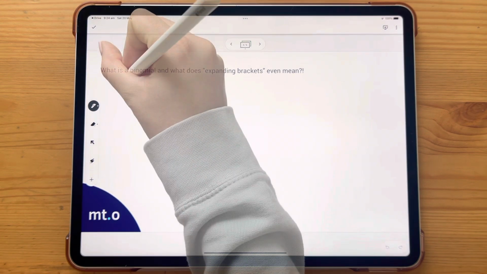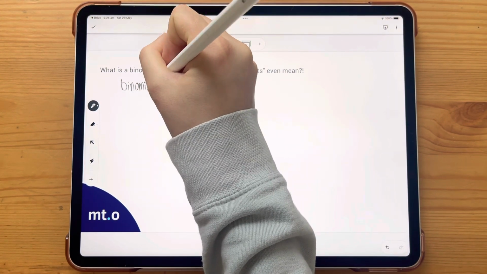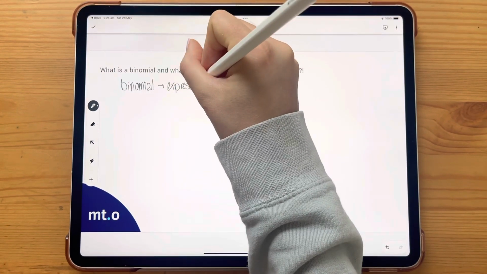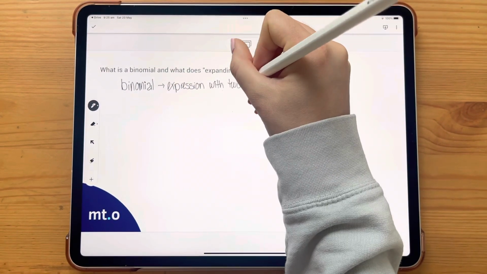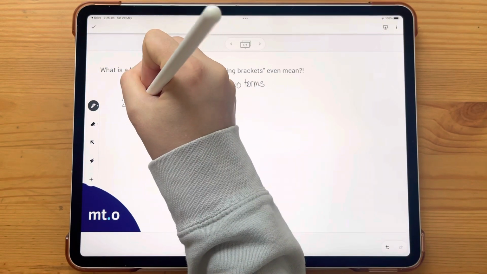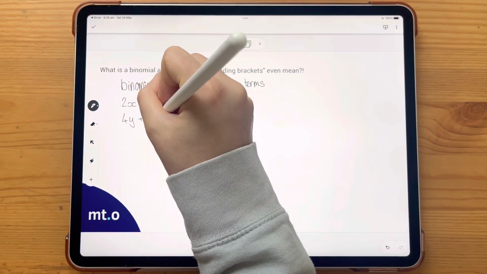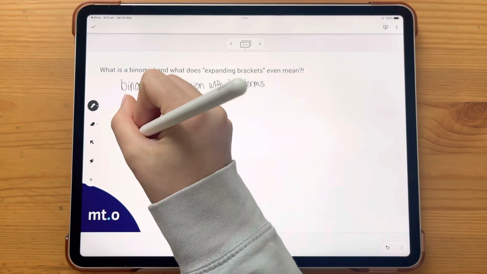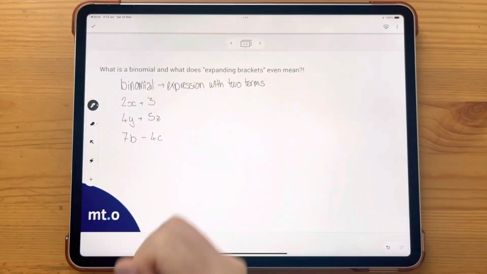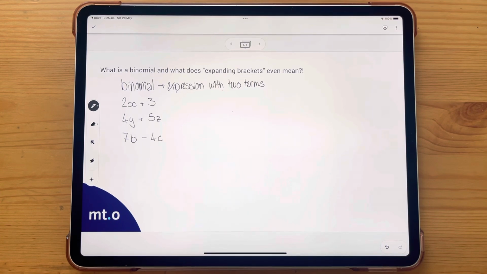Well, a binomial is just an expression that has two terms that are either added together or taken away from each other. Here are a couple of examples of binomials. So you could have something like 2x plus 3, you could have 4y plus 5z, or you could have something like 7b minus 4c. These are all binomials.